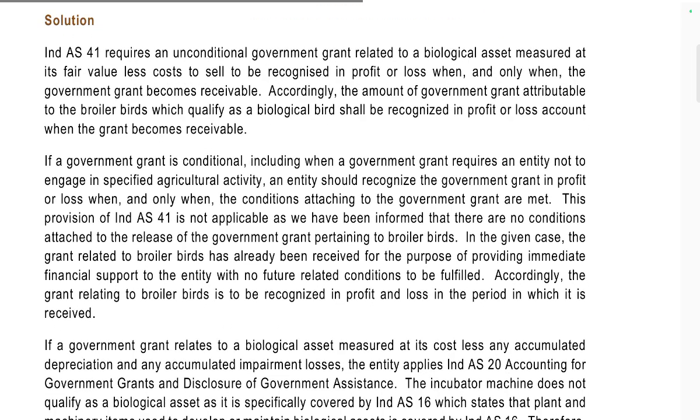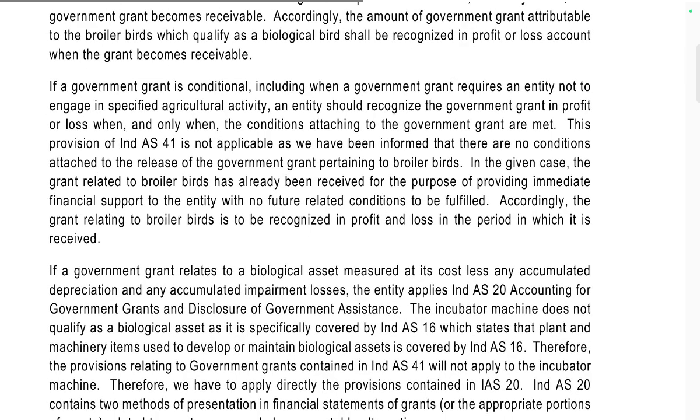If the government grant is conditional, including where the grant requires the entity not to engage in specific agricultural activity, the entity recognizes the government grant in profit or loss when and only when the conditions attached to the government grant are met. This provision of Ind AS 41 is not applicable here, as we are informed that there is no condition attached to the release of the government grant for the broiler birds. In the given case, the government grant related to the broiler birds has already been received for the purpose of providing immediate financial support with no future related conditions to be fulfilled. Accordingly, the grant relating to the broiler birds is to be recognized in the profit and loss account in the period in which it is received.